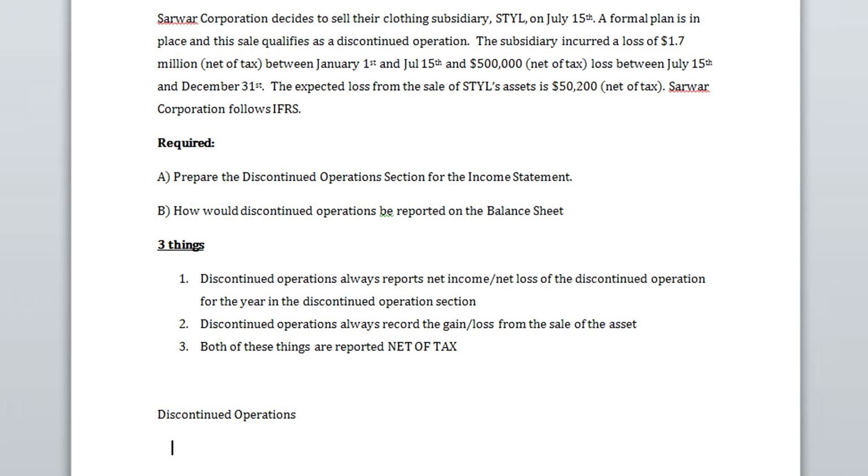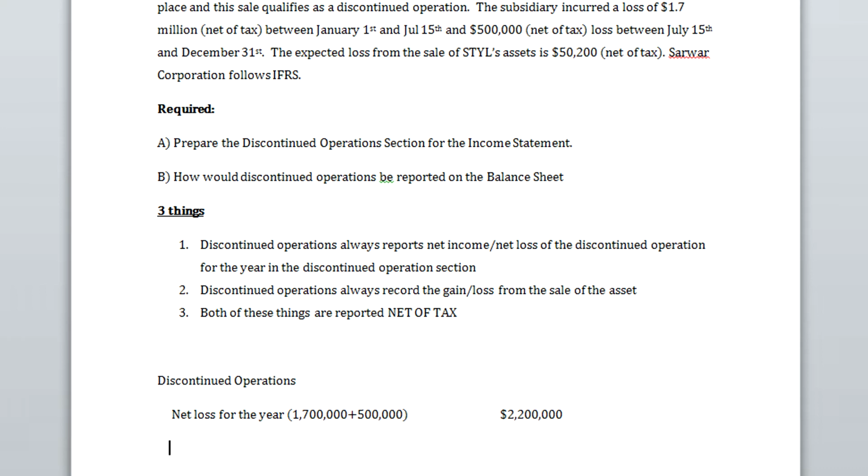Okay? So our first item here is net loss for the year. And how we're going to solve that is basically $1.7 million loss plus $500,000 loss. That's going to give it for the whole year. So in order to solve for that, it's just 1.7 million plus $500,000. Right? If we do that, the first item we're going to put for net loss for the year is going to add up to $2,200,000. Pretty simple. Okay? So that's the first item, and then we're already halfway done the section.